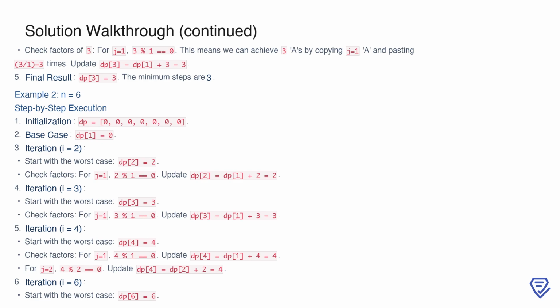For i equals 4, the initial assumption is 4 steps, but we then check its factors. Since 4 is divisible by 1, we update DP[4] equals DP[1] plus 4 equals 4. Additionally, since 4 is also divisible by 2, we find a solution: DP[4] equals DP[2] plus 2 equals 4. Finally, for i equals 6, we start with 6 steps and begin checking its factors.